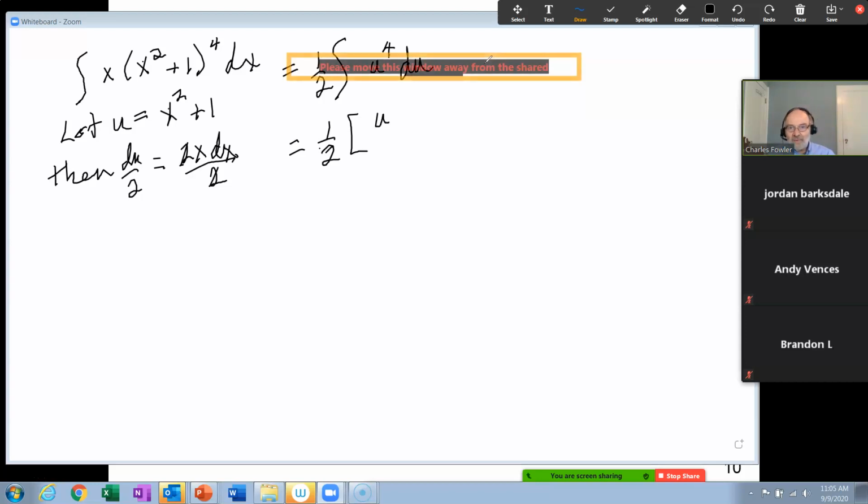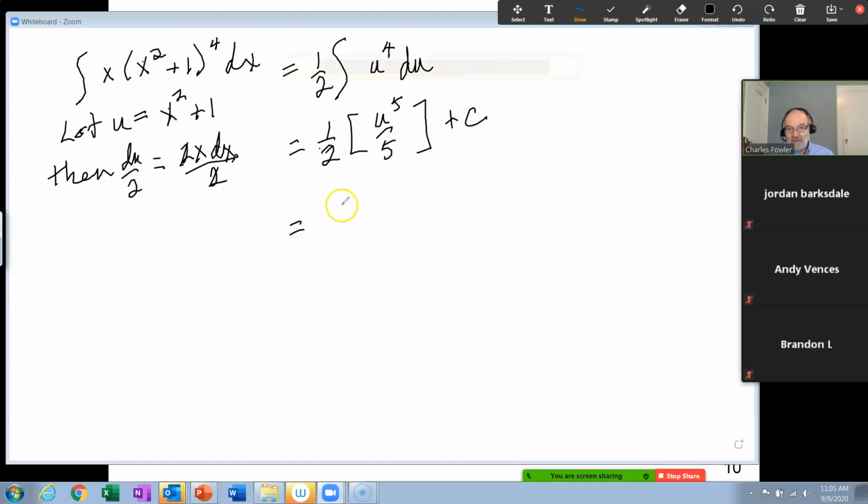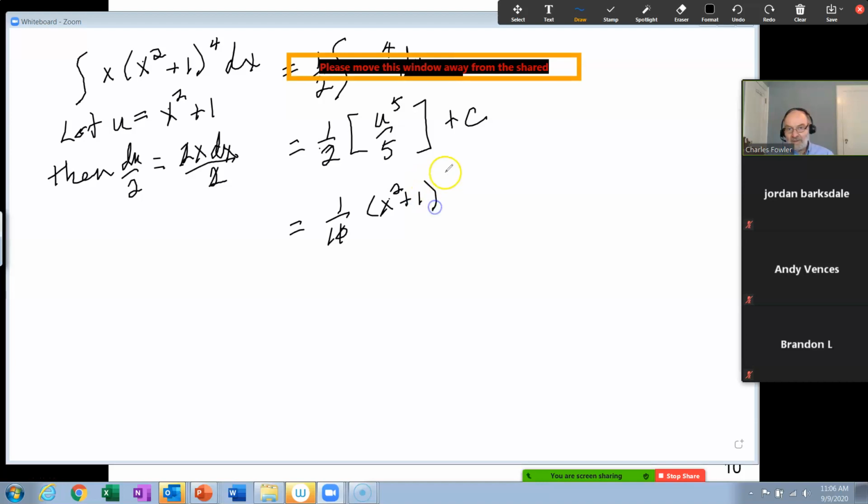Okay, has anyone come up with what the antiderivative of u to the fourth is? I know it's blocked out right now. What would that be? U to the fifth over 5. Plus c. Alright, so this will be 1/10 x squared plus 1, that's your u, raised to the 5th power, plus c.